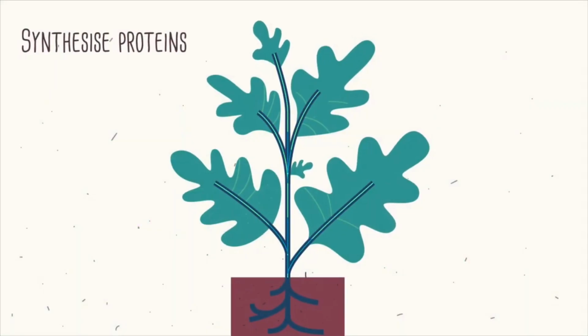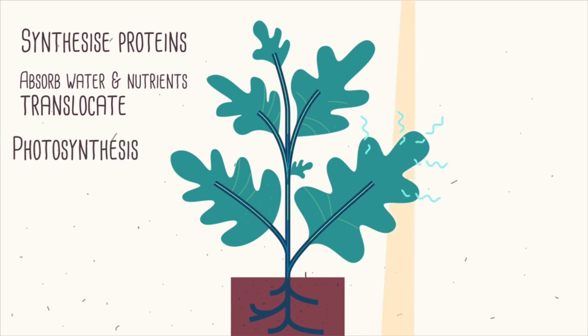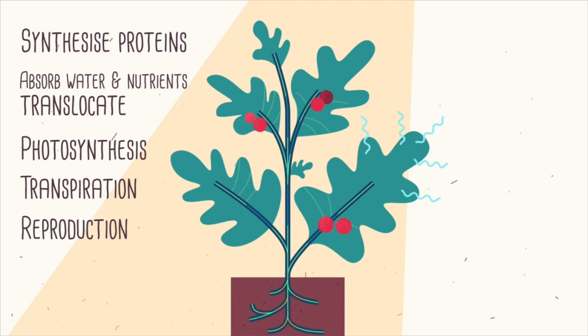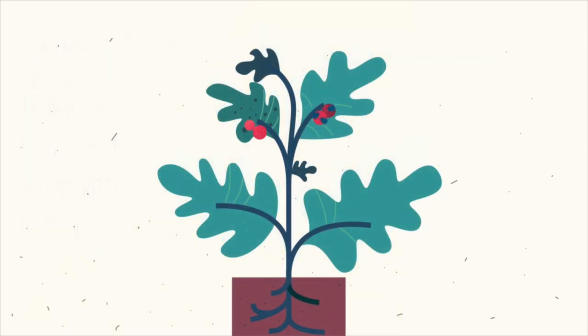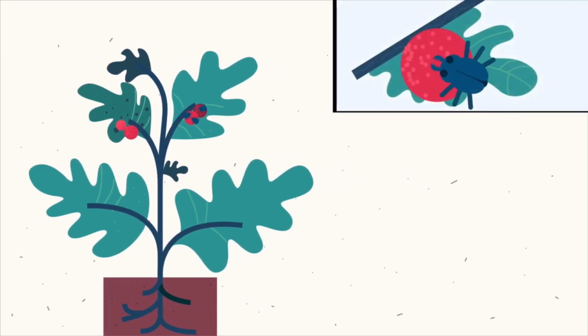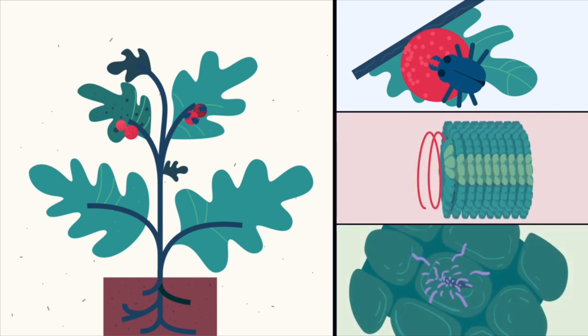can synthesize proteins in order to grow, absorb water and nutrients and translocate them to where they are needed, perform photosynthesis and lose byproducts through the roots and through transpiration, and reproduce in order to bear fruit or seeds. But just like humans and animals, plants can get sick and result in visible symptoms. And like humans, plants can be attacked by insects and pathogens such as viruses, bacteria and fungi.